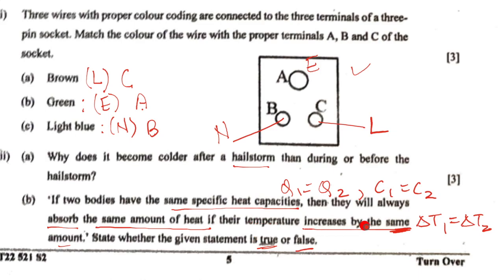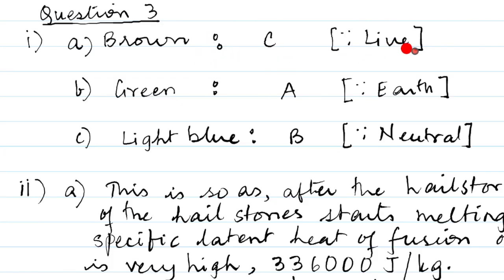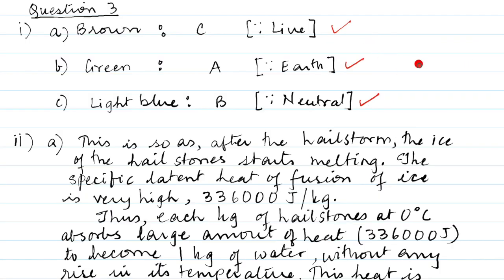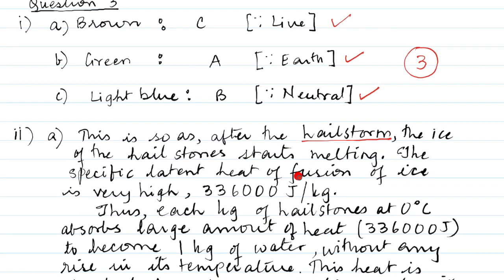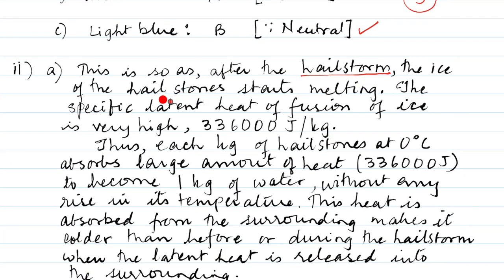Let us see how we write these answers. So answer 3, as we have written over there, I have written this way. This is going to be for your 3 marks, 1 mark each. And then we have the second part which talks about the hailstorm. After the hailstorm, it becomes cooler. The ice of the hailstones starts melting after the hailstorm, correct? And the specific latent heat of fusion of ice is huge, that is 336,000 joule per kg. It's better that you mention this.